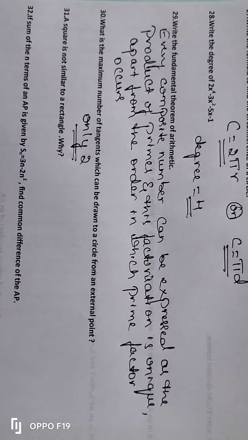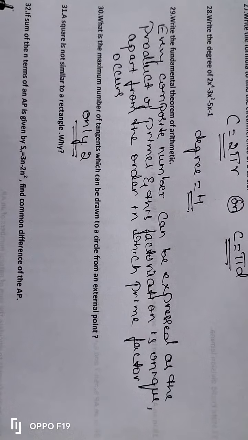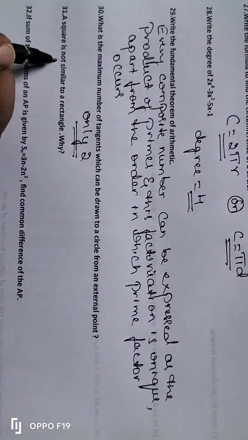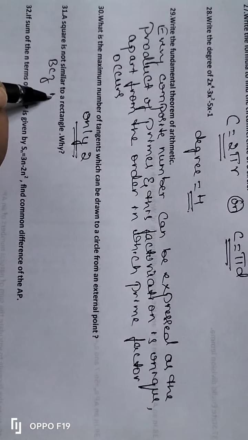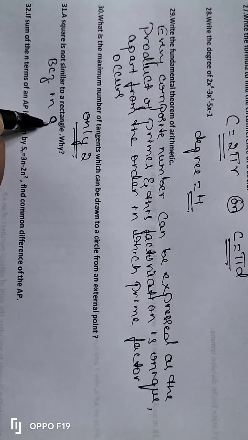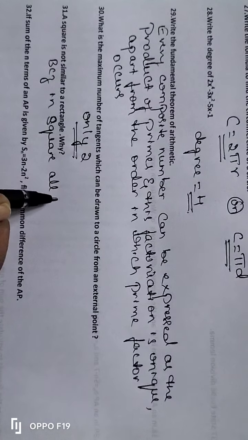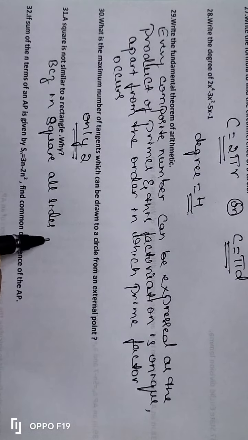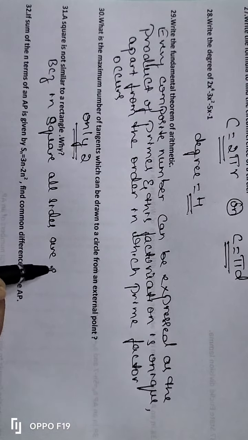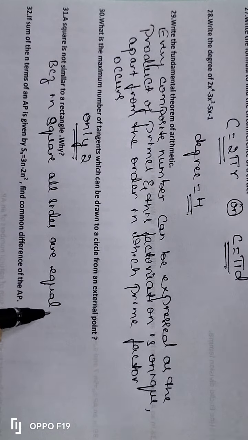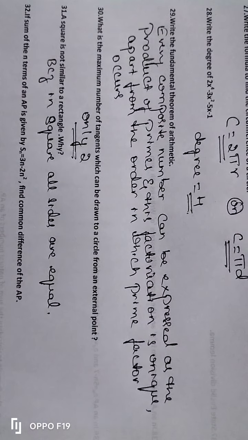Then coming to the 31st question. In the 31st question they asked, a square is not similar to rectangle. Why is the square not similar to rectangle? Because in square all sides are equal, but in rectangle only opposite sides are equal.